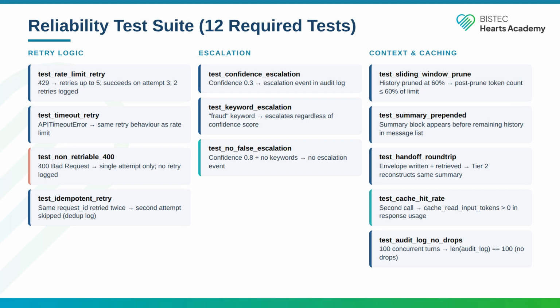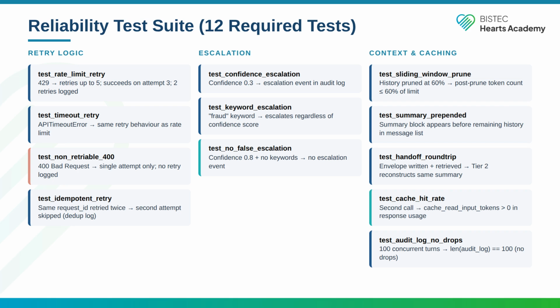The reliability test suite requires 12 specific test cases, each with a defined trigger, a verified behavior, and a measurable pass condition. For retry logic, there are 4 tests. Test 429 retry injects a 429 response and verifies that the agent retries up to 5 times, succeeds on the 3rd attempt, and logs exactly 2 retry events. Test timeout retry does the same for a connection timeout.